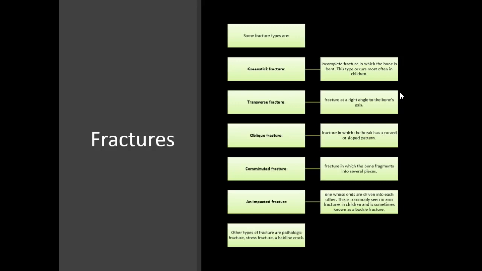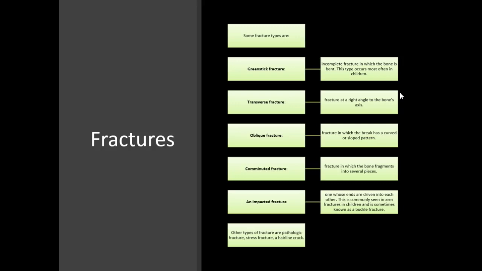And here are the different fractures. There's greenstick, which is an incomplete fracture. You have transverse fracture, which is at right angles to the axis. Oblique is when the break is curved or a sloped pattern. Comminuted is when a bone fragments into a bunch of pieces. Impacted is one whose ends are driven one into the other.